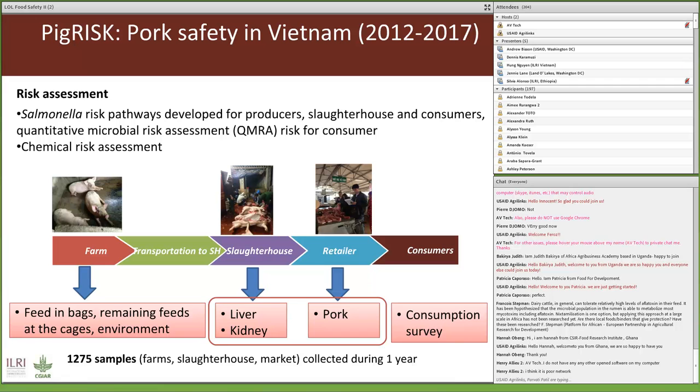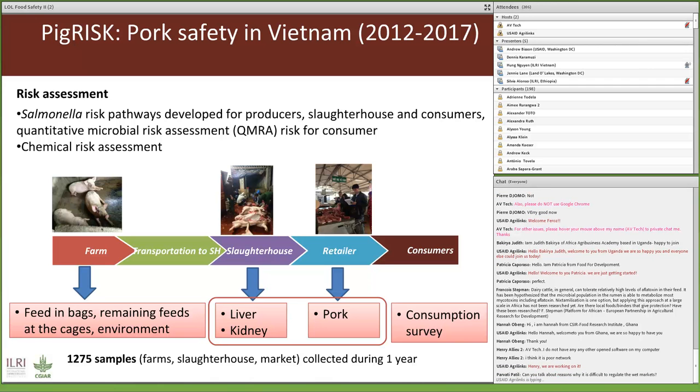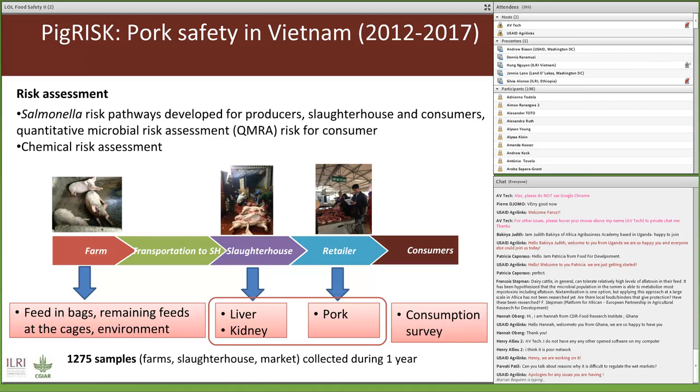Okay, this brings me now to showing you a concrete example that we have been doing in Vietnam. The question posed in the past was: we eat a lot of pork in Vietnam, which comes from smallholders and the informal market, so what are the risks caused by the consumption of pork in Vietnam?